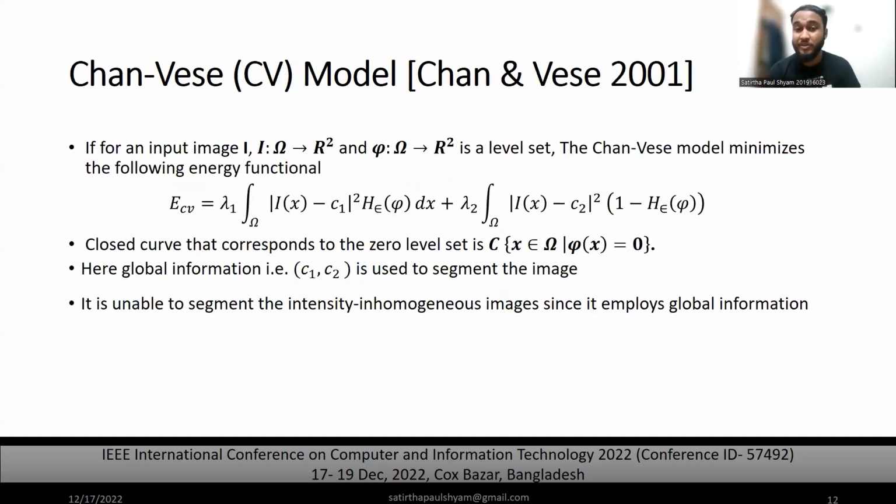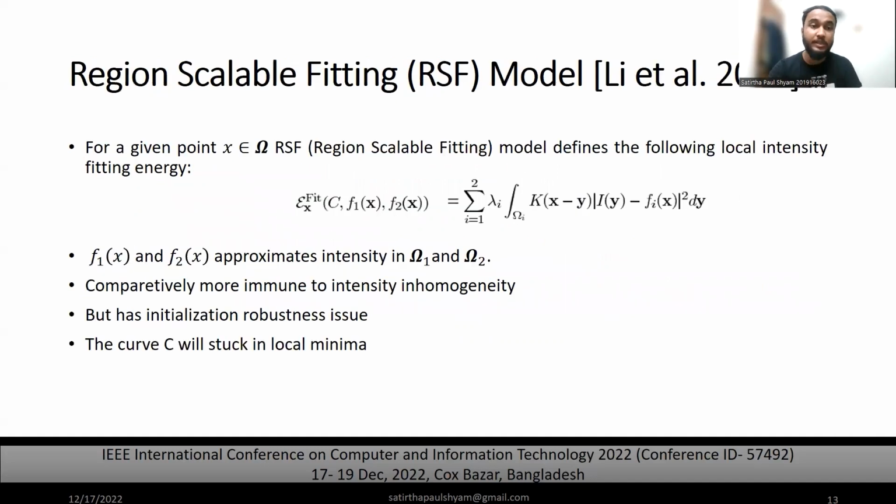Chan-Vese model is a region-based model that was proposed by Tony Chan and Luminita Vese in 2001. It uses global information of the image. As it utilizes global information, it is unable to segment intensity inhomogeneous images. RSF is also another region-based model which solves the issue of the CV model.